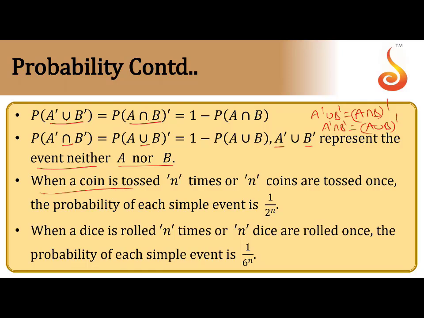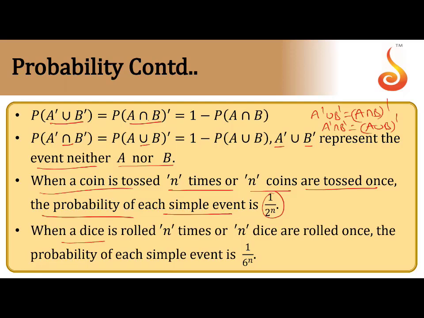Next, when a coin is tossed n times or n coins are tossed once, the probability of each simple event, getting head or tail, is 1 by 2 power n. When tossing a coin, you get either head or tail. One time tossing a coin means getting head is 1 by 2, tail also 1 by 2. If you toss 2 times, getting head means 1 by 2 square, like that you can take it here.